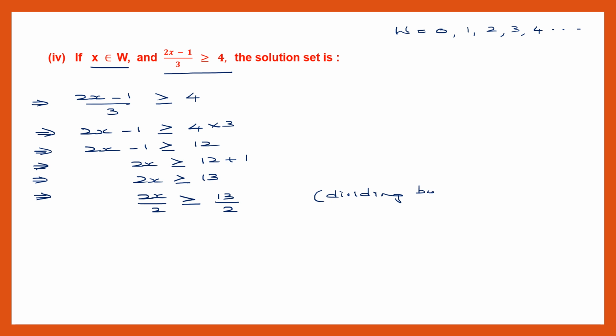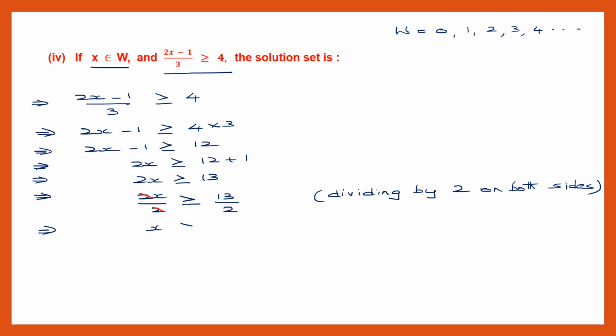Dividing by 2 on both sides. So you have to keep doing this. You have to remember to do this on both sides. So now we can cancel. I can cancel the 2. Now here I can't cancel. So what do I have here?